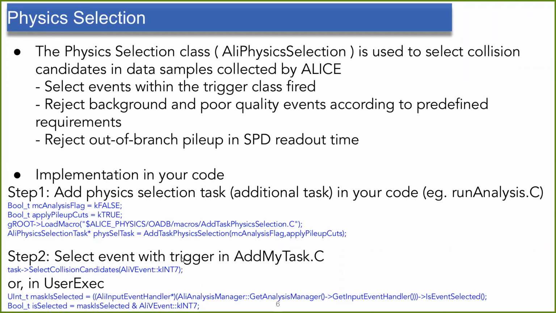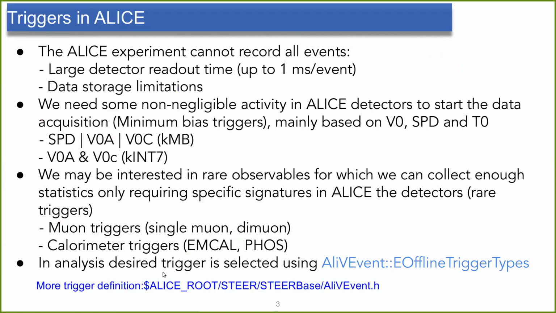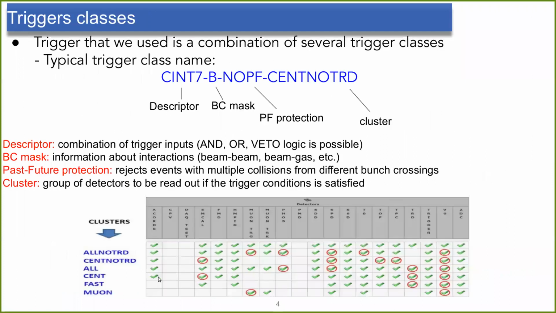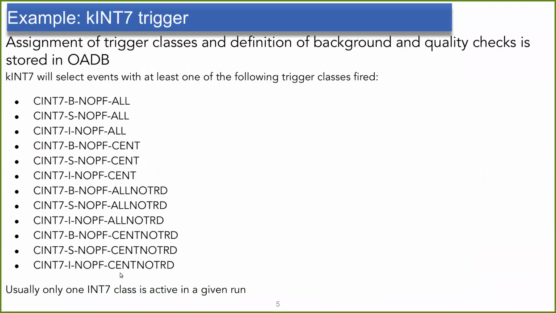You can also select the trigger information from this physics selection. In order to do that, you can do it in two ways. In your AddTask macro, you can directly call SetCollisionCandidates and then put the trigger information, this kINT7. As I mentioned, this trigger information is obtained from this AliVEvent class. So you just need to put AliVEvent, then kINT7.